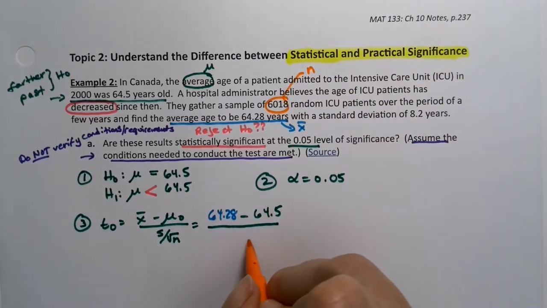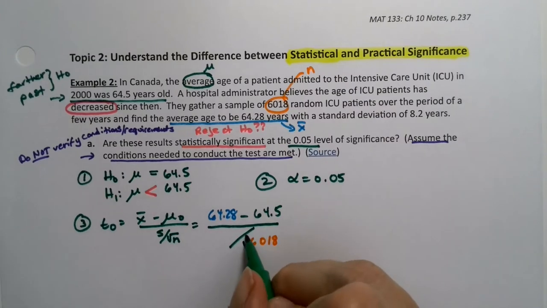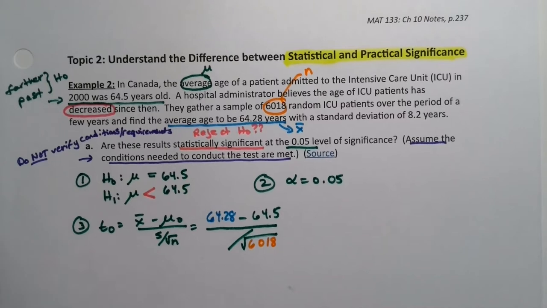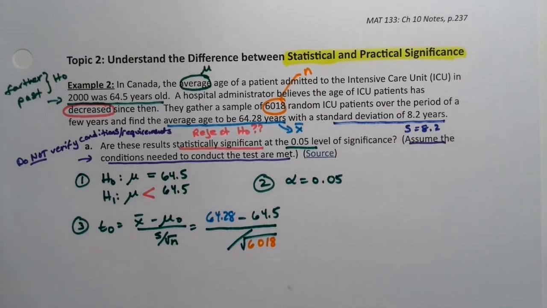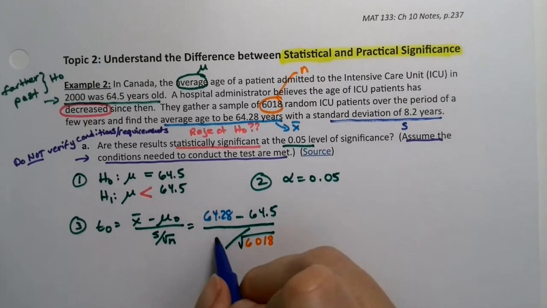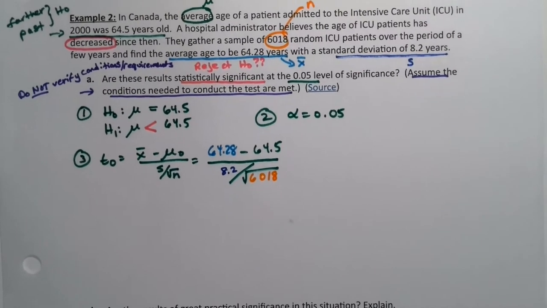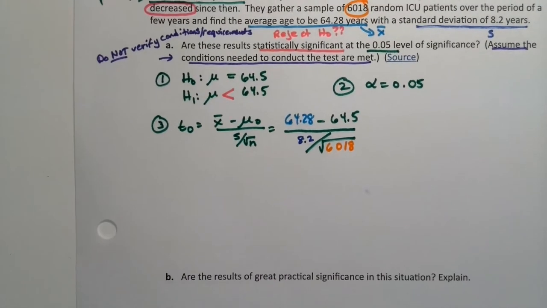So that would be 6,018. So I'm going to put a little division and a square root there. And then S, I'm running out of colors. S is right here. There's S. 8.2. Okay? So actually, I don't even think I have to say that part. I can just say S and you'll know what I mean. So it's 8.2 right here. We are so not going to do that by hand. We are going to make StatCrunch or the calculator do that. All right, so let me go to StatCrunch first.